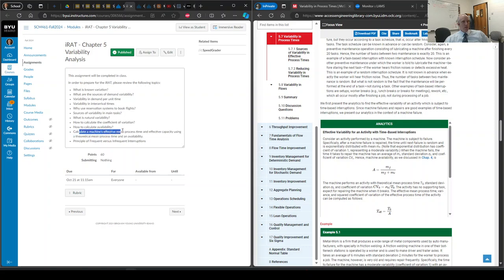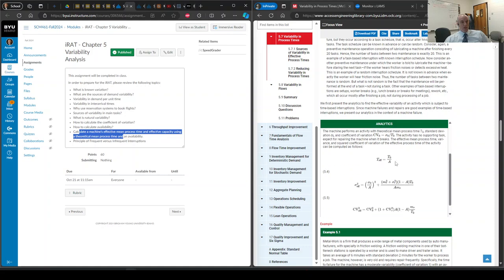Next is how to calculate a machine's effective mean process time and effective capacity using a theoretical mean process time and availability. This is actually talking about this equation right here. To calculate the mean effective process time, which is TEFF, we can use the theoretical process time divided by the availability to get our mean effective process time. That's that equation right there. And then, as we know from chapter 4, the way we turn that into an effective capacity is we do 1 divided by the effective mean process time.